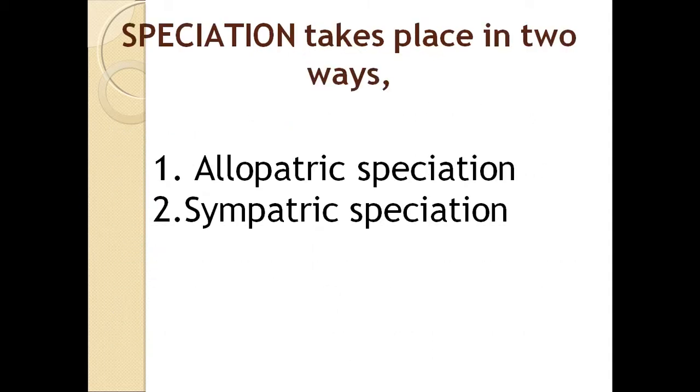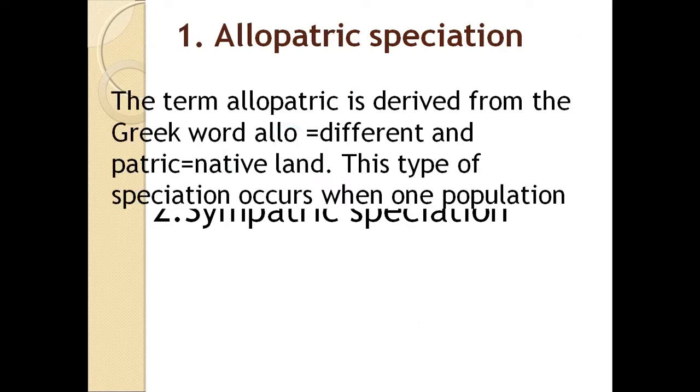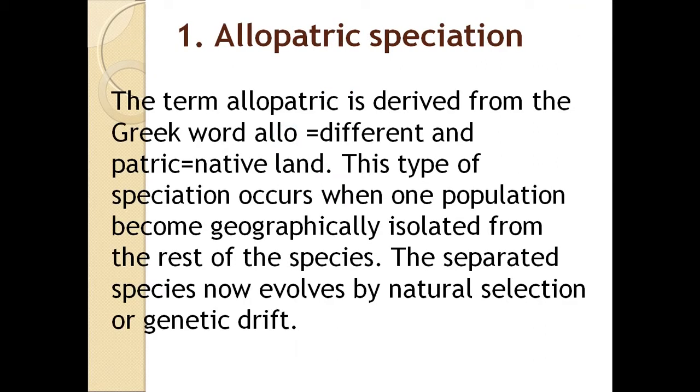Speciation is taking place in two ways. The first one we see is allopatric speciation, and the second one is sympatric speciation. Allopatric speciation and sympatric speciation.